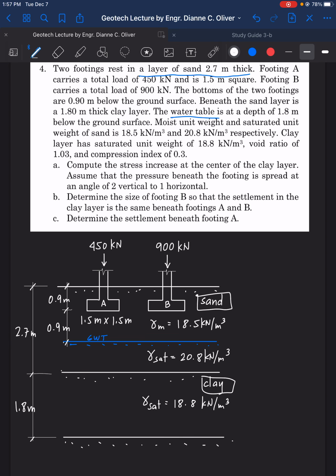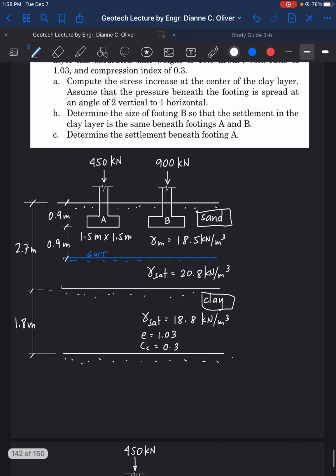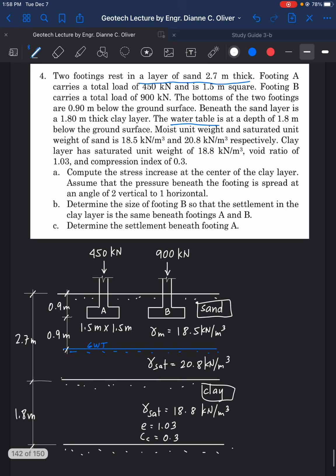And then void ratio is given, void ratio e is equal to 1.03 and compression index Cc of 0.3. Okay, so Cc is already given. Okay, so I think we have all what's needed. Right? So these are the details for this problem.